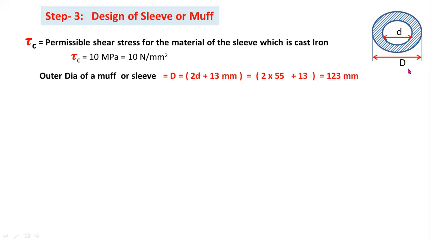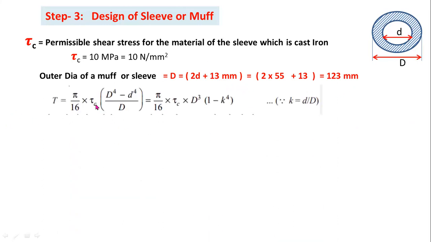Now capital D is the outer diameter of the sleeve. Capital D equal to 2d plus 13 mm. That value equal to 123 mm. And here small d equal to diameter of the solid shaft. That value equal to 55 mm. From this equation, you can get the value of diameter ratio K. K equal to small d by capital D. Here small d equal to 55 mm. Capital D equal to 123 mm. So the diameter ratio K equal to 0.447.